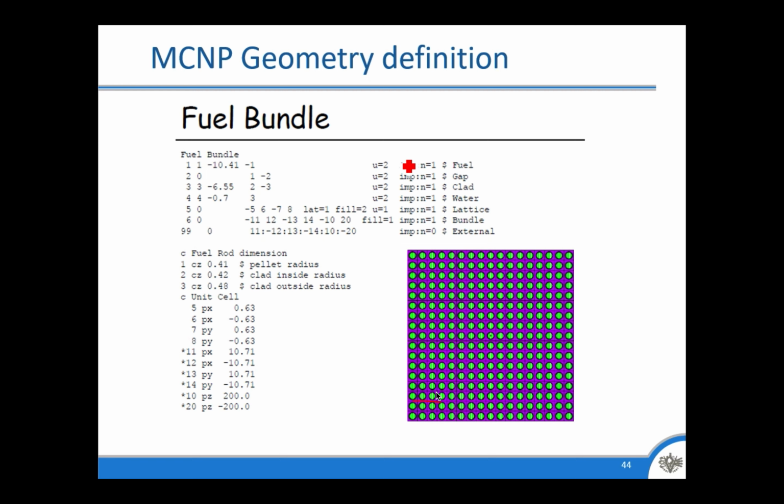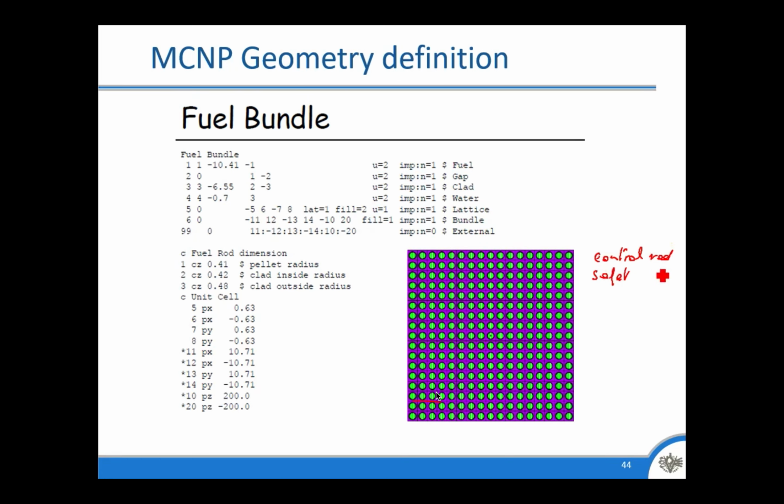Here, it's my universe 2, the package, I will say: fuel, gap, clad, and water. This is very easy, but if you remember what a real reactor is, in some places here, I don't have fuel rods, but I can have, for instance, a control rod, or I will say a safety rod.